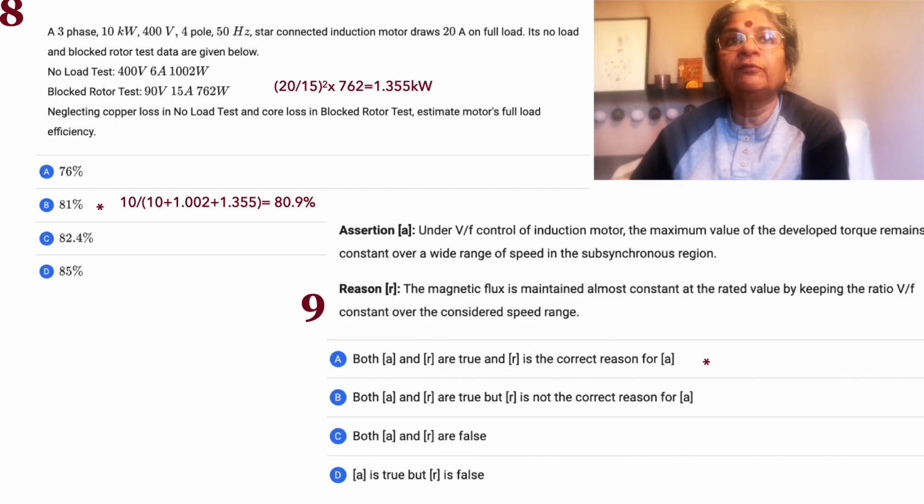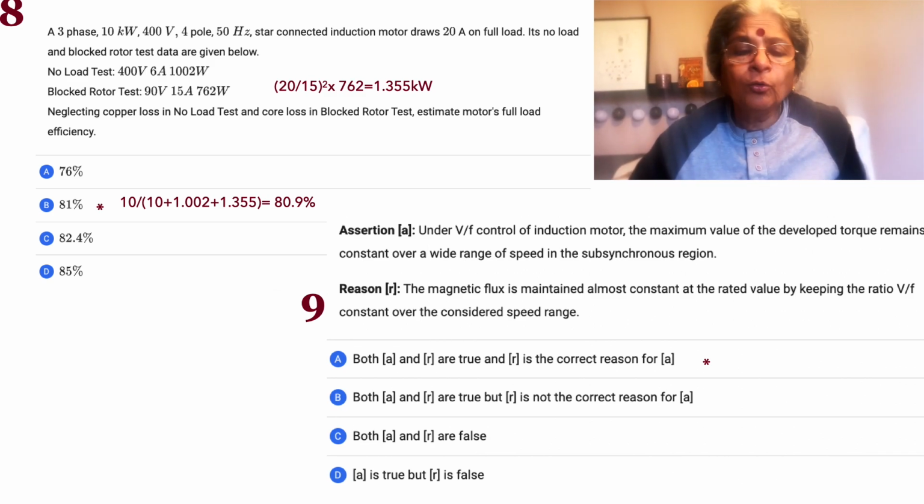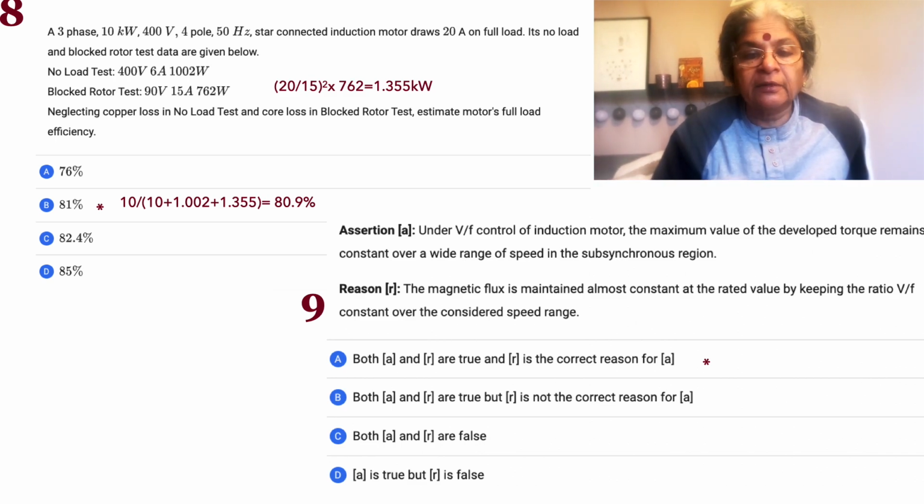Okay, so except for very low frequencies, we are getting the magnetic flux remaining almost constant. So both A and R are true, as is given in the first option, and R is the reason for A. Okay, this was mentioned even earlier. Moving to the 10th problem.